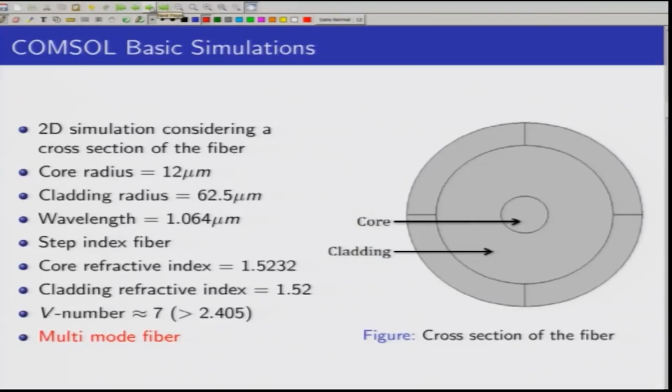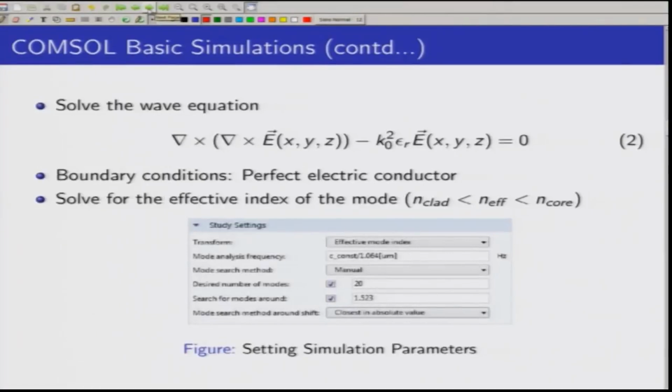So, now we have defined the geometry and its properties. Now, we have to set up the problem in COMSOL. For that, we need to say what we are going to solve. We are going to solve the wave equation, given here in equation 2, and apply a boundary condition of a perfectly electric conductor. But the question is, what are we going to solve for? We are going to solve for modes, and the property of the mode that we solve for is the effective index of the mode.